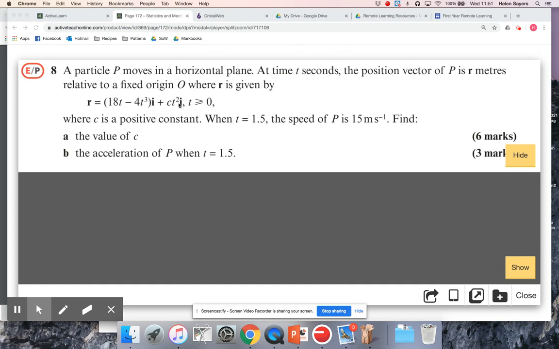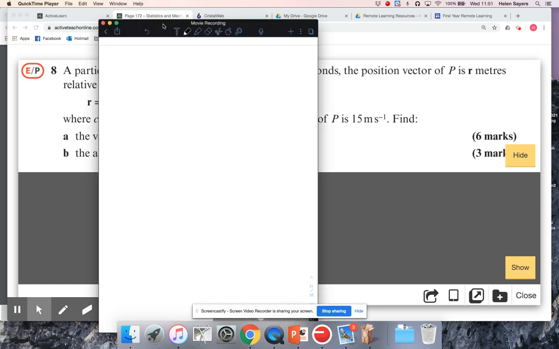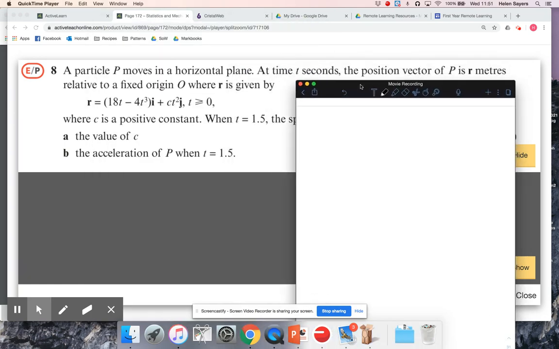So we're given the position vector, and we're given some information about the speed. So this is actually quite similar to question 6, okay? So this idea that they give you the position vector, so you can differentiate that to find velocity. So let's get going on that.